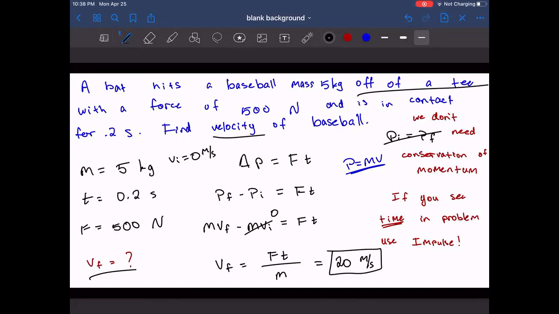Hopefully you're seeing that you're going to have to do this. That's on your equation sheet. And you remember that it's impulse if you see time or force, but definitely if you see time, you got to use this equation. But don't forget, you gotta manipulate it. You gotta move it around.